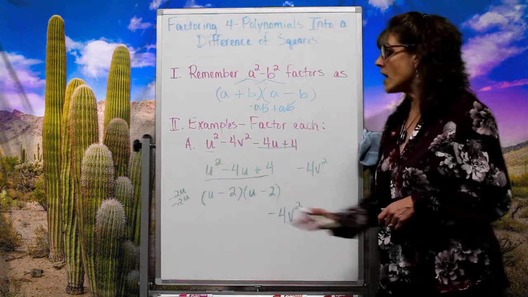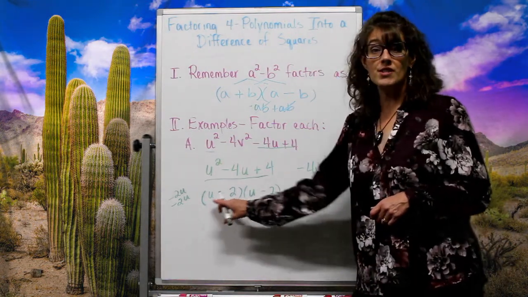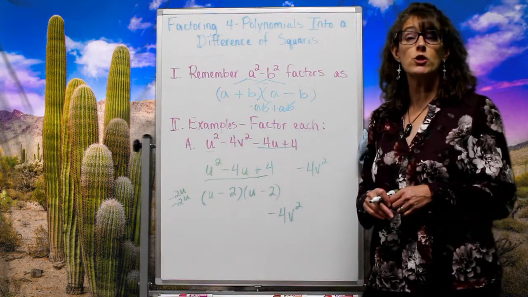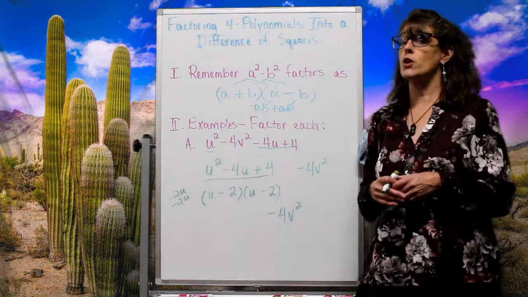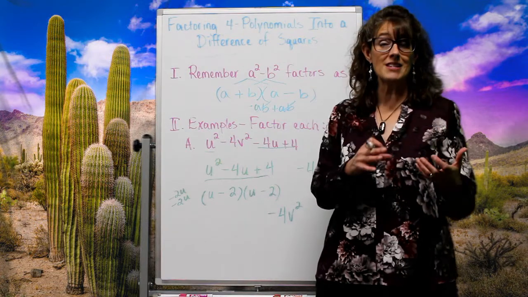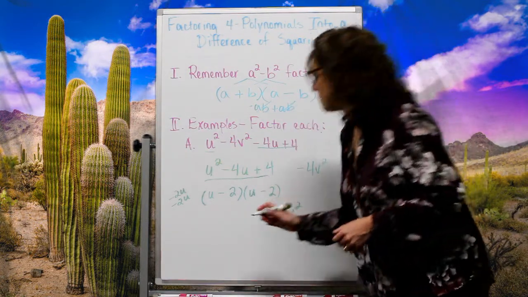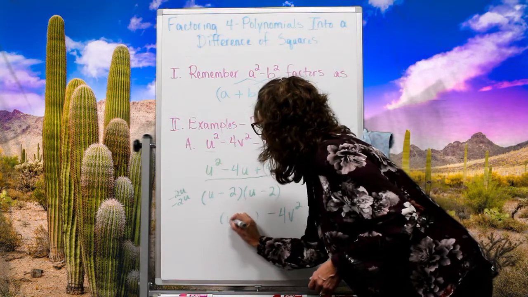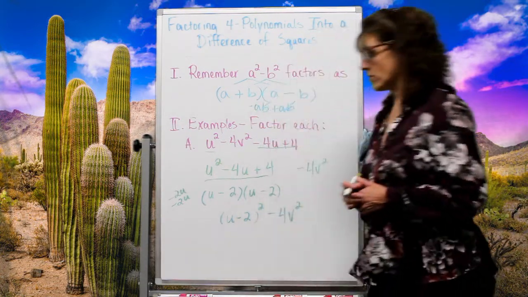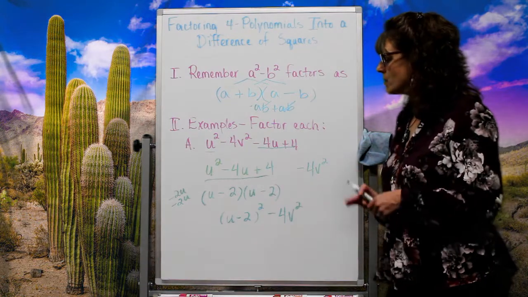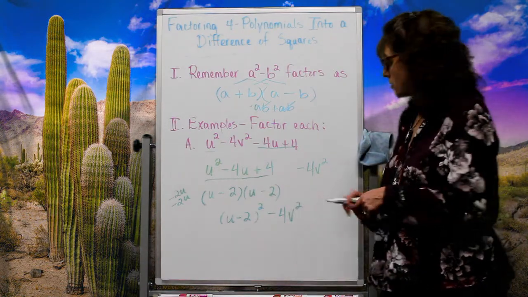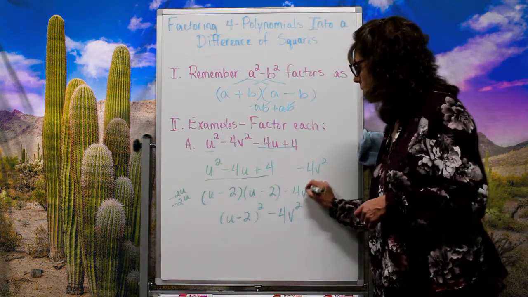But if you'll notice, I have identical parentheses. And we've talked before about when you see a parentheses times a parentheses, or in other words, a quantity times itself, then you write it as quantity squared. So that means I'm going to write this as quantity squared. And so that gives me my difference of squares. Now I'm not going to forget my minus 4v squared back here.